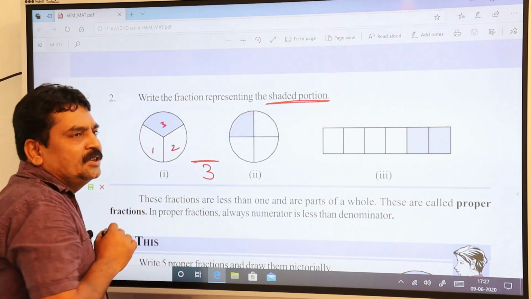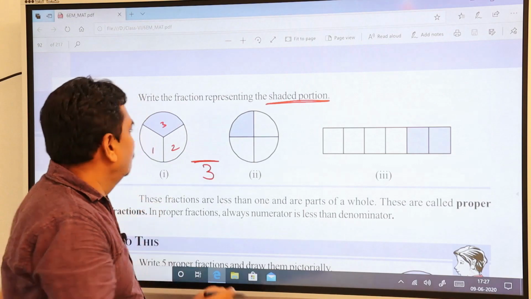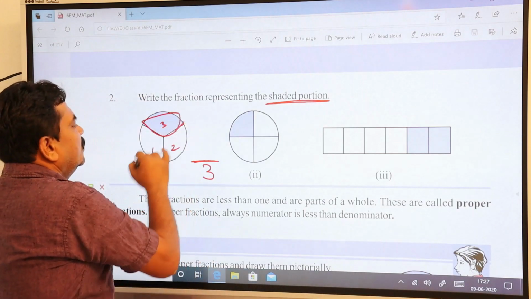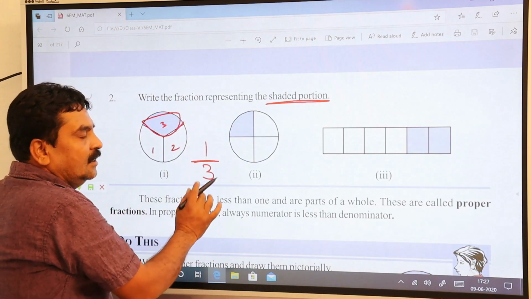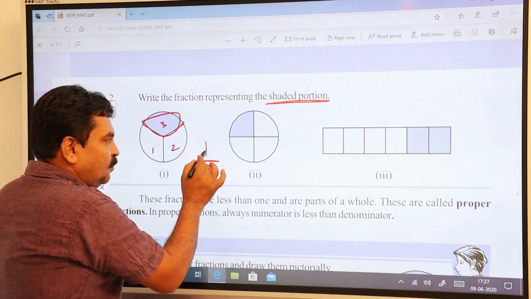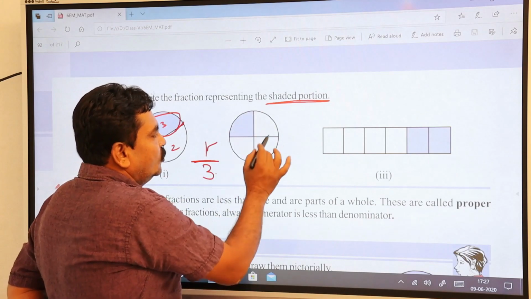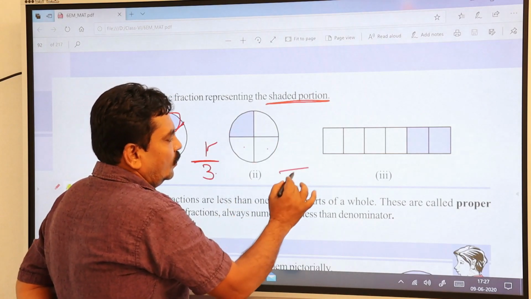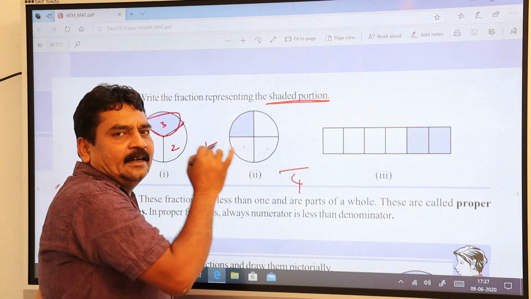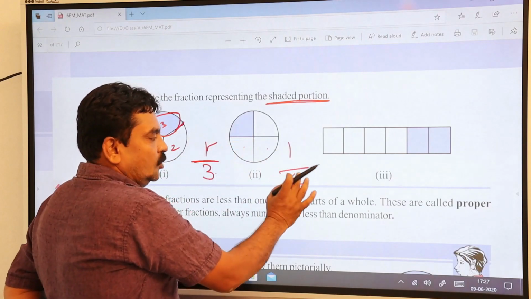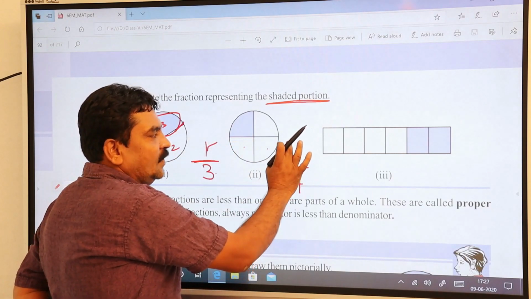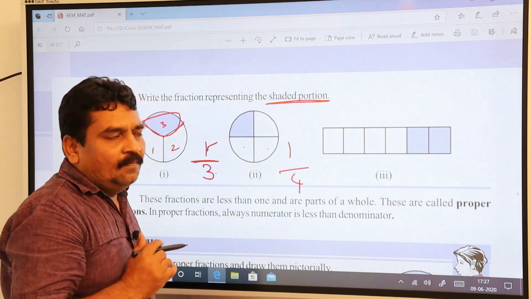The question asks for the shaded portion. How many shaded portions are there? Only 1. So you write 1 by 3. Total 3 parts, out of 3, 1 part is shaded. Similarly here, how many total parts? 1, 2, 3, 4. How many parts are shaded? 1. Total parts are 4, but the shaded part is 1. That's why you call it 1 by 4.